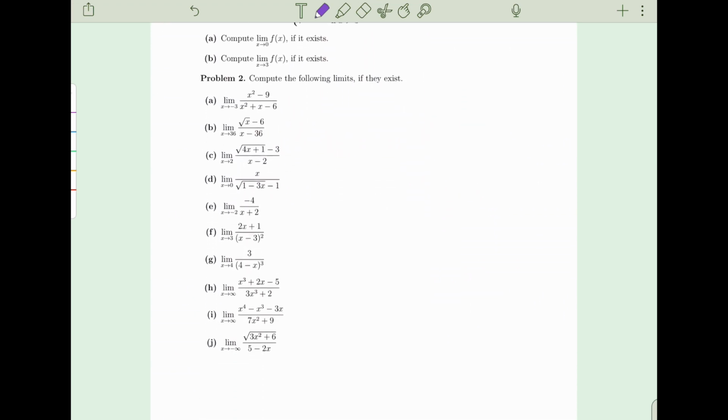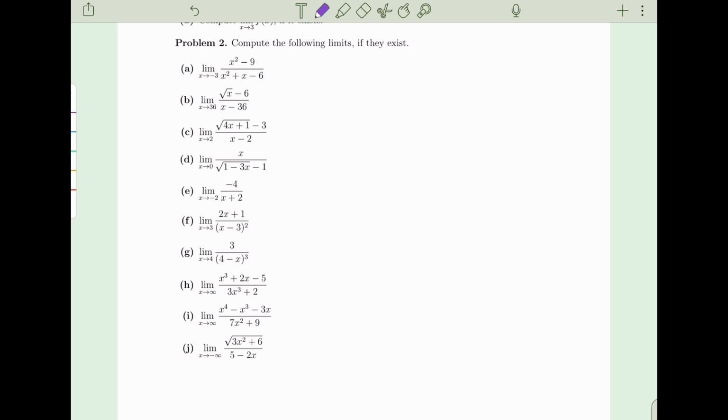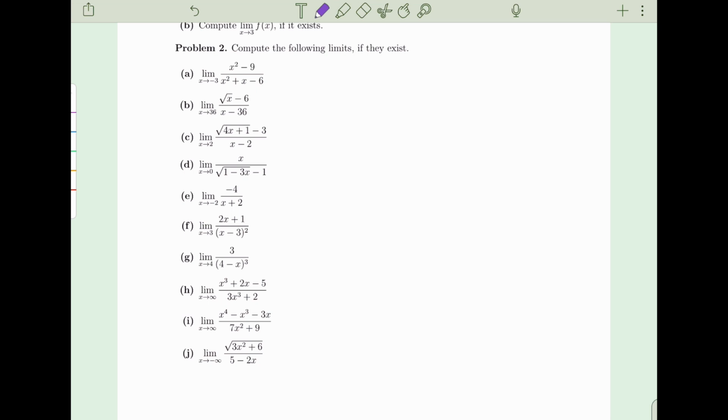Now let's take a look at problem 2. We have a bunch of different types of limits to solve here. So the first type, I would say, has some 0 factors for you to cancel out. That is from question A to question D. They are all of the same type. For this type of limit, when you plug in the number into the numerator as well as the denominator, you always get this form, 0 over 0. So this is a 0 over 0 type limit.